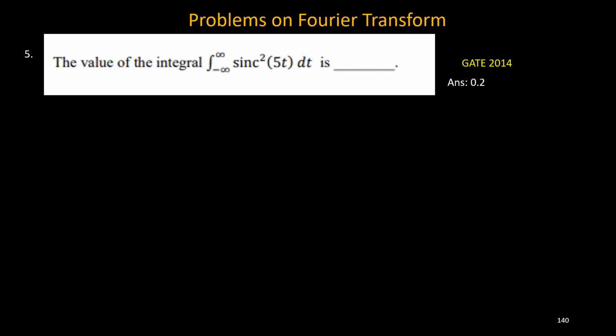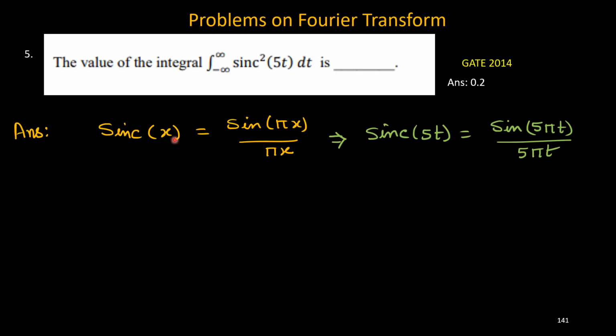The next problem, this one. You need to calculate this value, the integral from minus infinity to infinity of sinc square 5t dt. Right? So how to compute this one? It's very difficult, it's not easy. You need to integrate sinc square. So what to do? So sinc x is defined as sine of pi x upon pi x, that notation I'll use. So sinc of 5t, I'll consider sine of 5 pi t by 5 pi t.